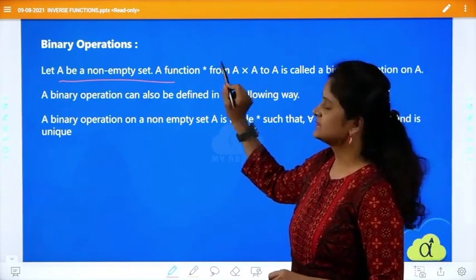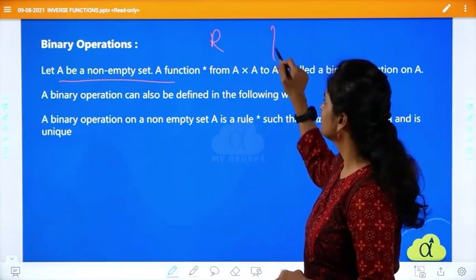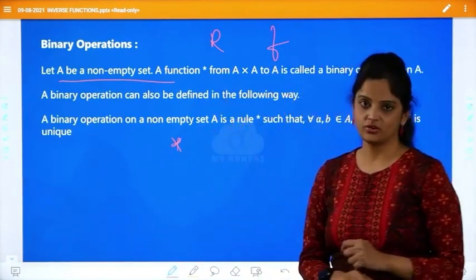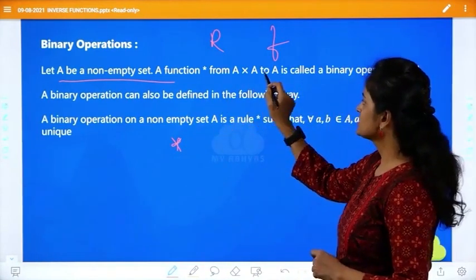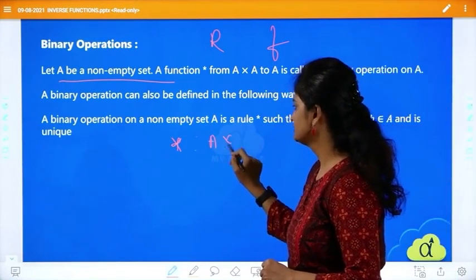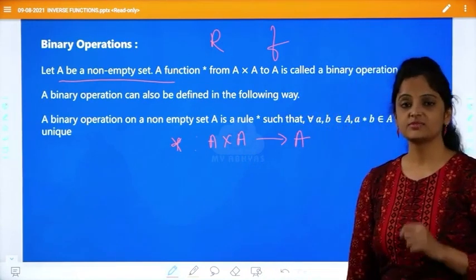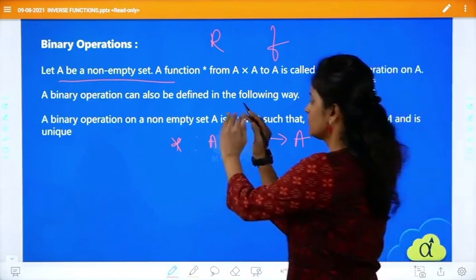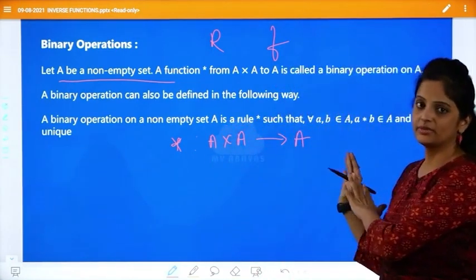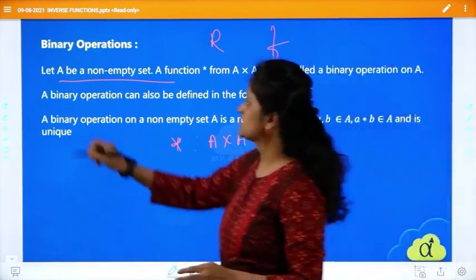This is the star, what we call, like how we take R for the relation, F for the function, like that I have to take star for this binary operation. From A cross A to A. So now mapping is from A cross A to the set A. This is binary operation. All the coordinates of the Cartesian product will be there in the domain and the set A will be there in the codomain. This is how it is defined, and the definition is important.